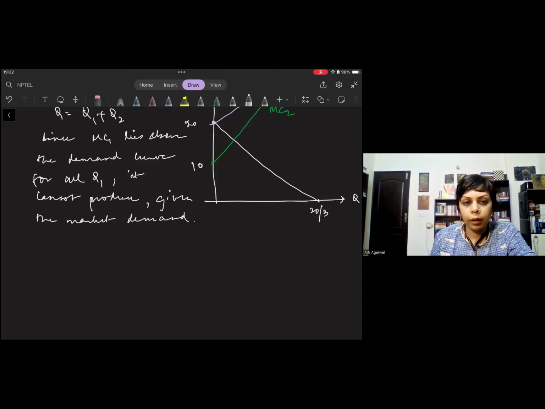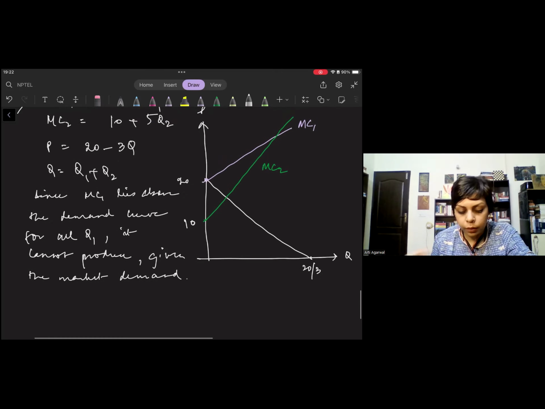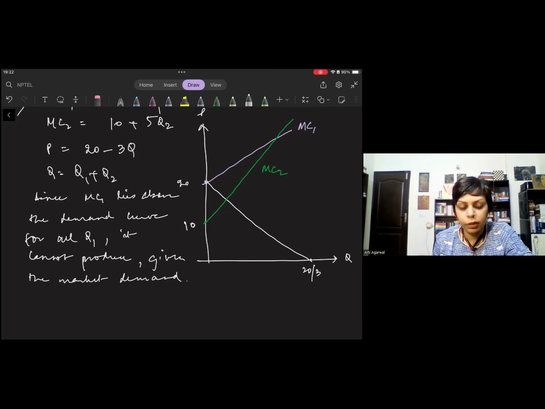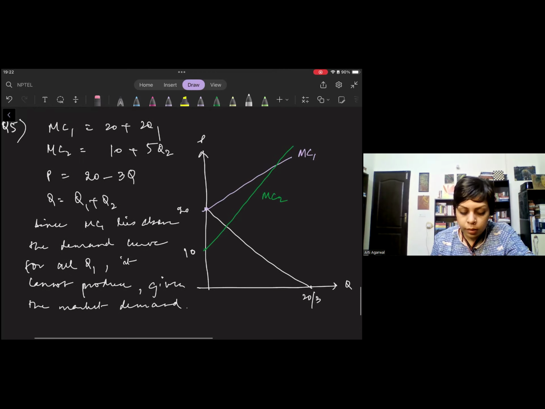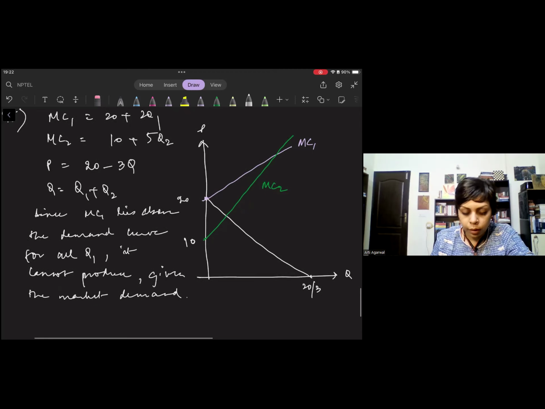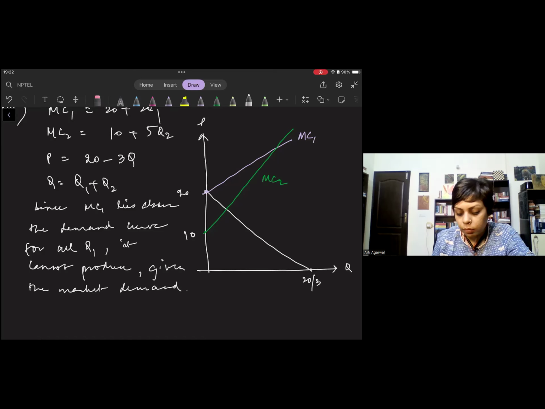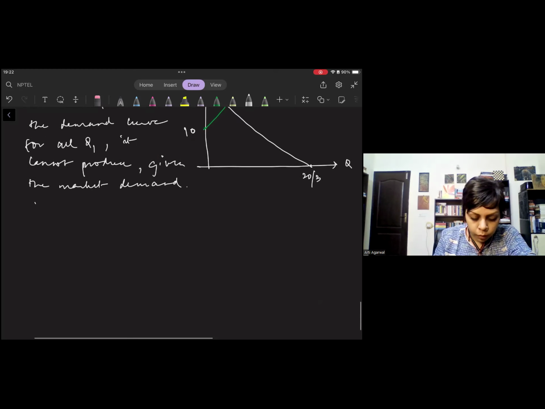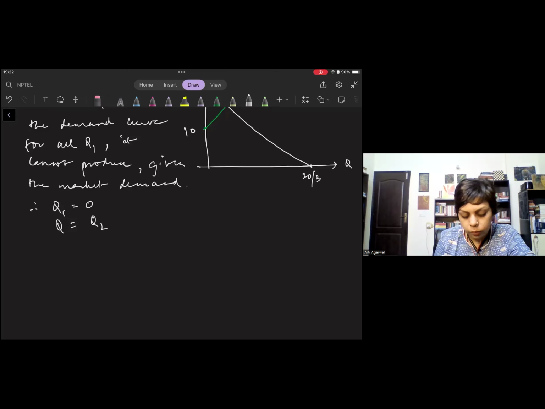If there was a different market demand function, then it would be different. But given whatever market demand function you already have, it is lying completely above that curve. There is no intersection with that. Or you can say that it is touching the curve at Q1 equal 0, which is basically saying the same thing. Therefore, Q1 equals 0 and Q is entirely equal to Q2.